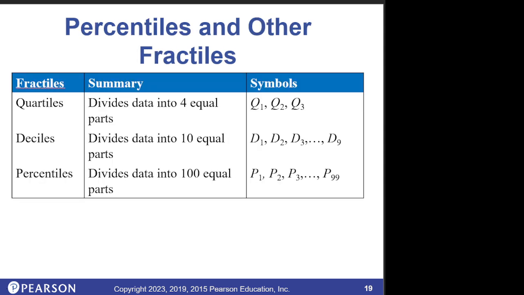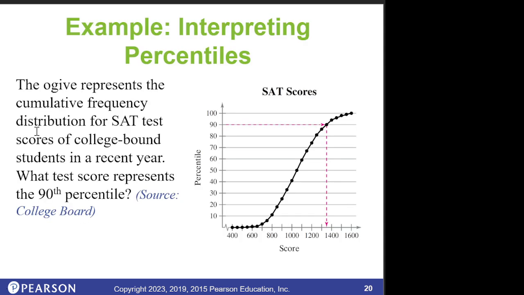Another type of data we can have are deciles, where we divide it into 10 equal parts, or even percentiles, where we divide it into 100 equal parts, and we talk about the percentage of data that comes across. And so if we get something that's in percentiles, which is common with ogives, we have the ability to talk about the 90th percentile, where 90% of the data comes before it.